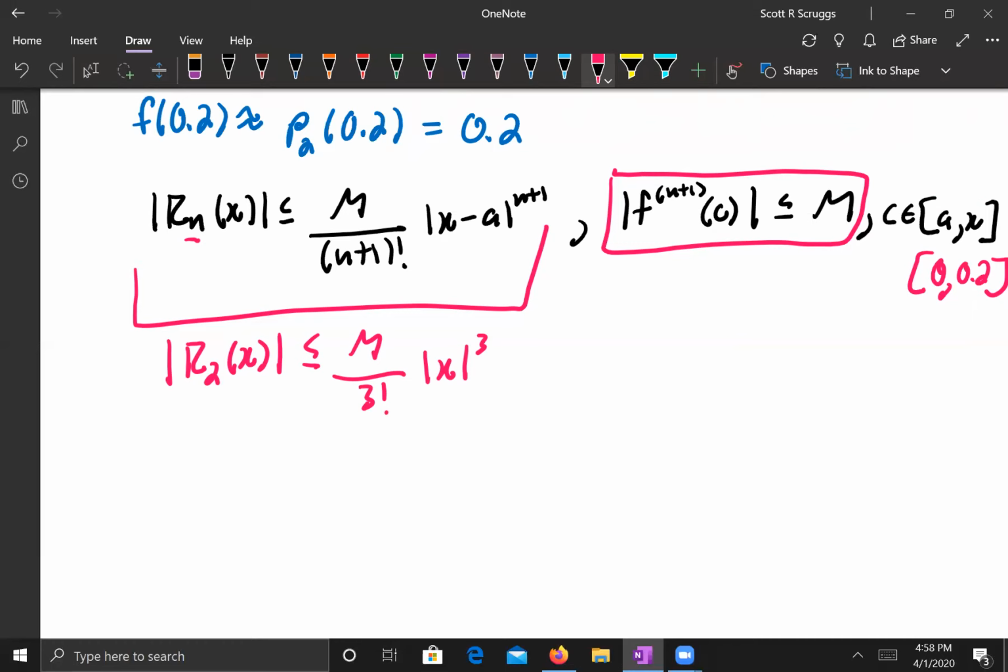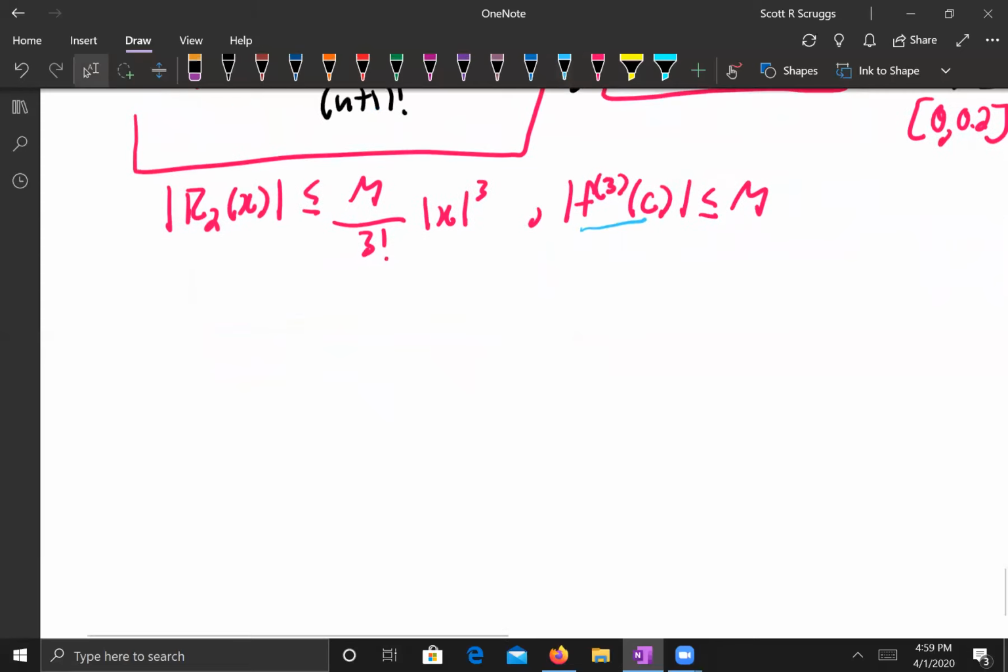Which means for the bound that I want, the third derivative of c has to be less than or equal to M. And so what we're trying to find is, from the third derivative, what is going to maximize this? And so let's go through that. I think M is 1 in this case.